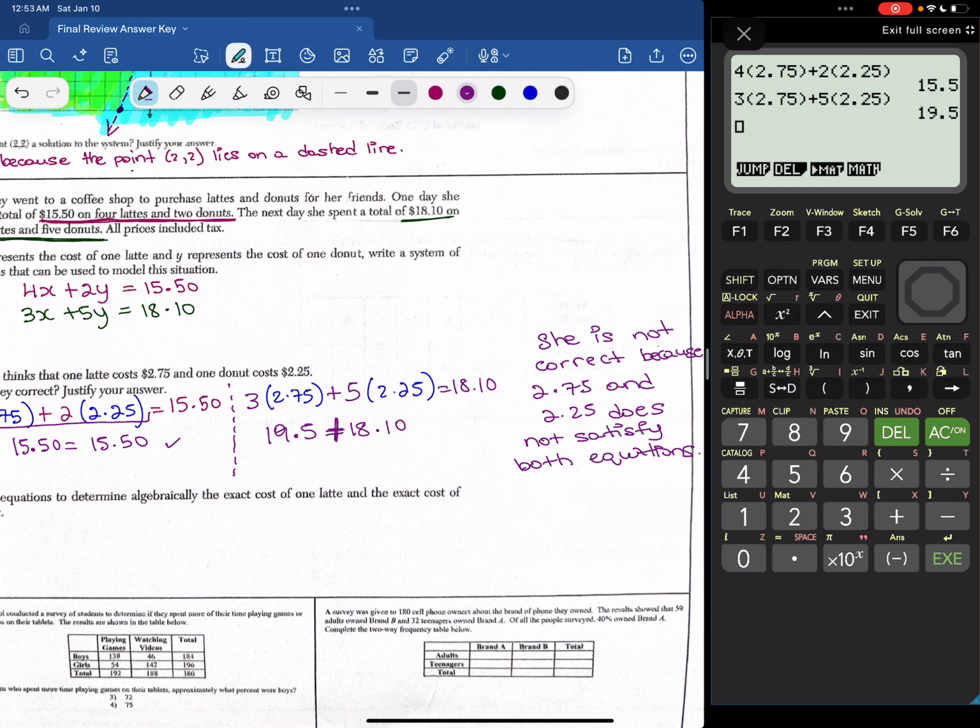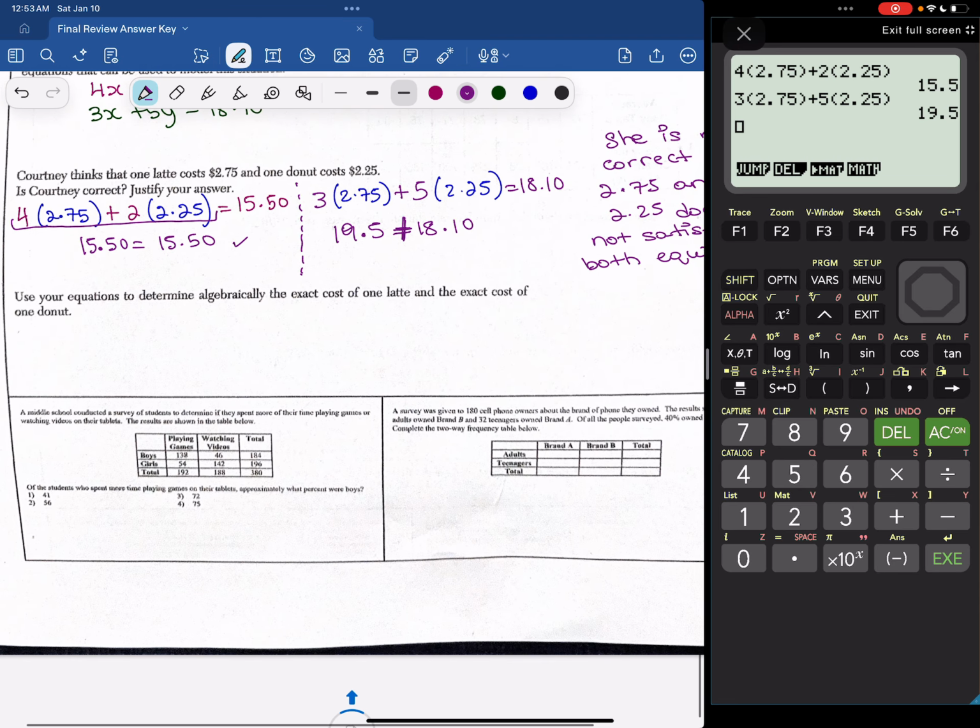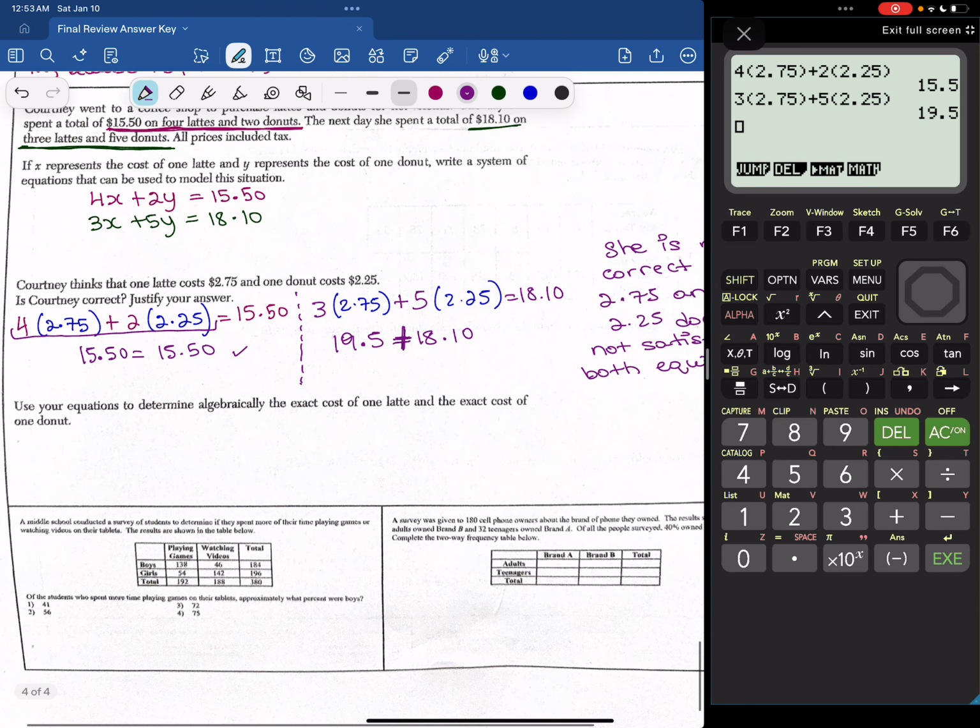All right, cool. Lastly, we are asked to use the equations to algebraically determine the exact cost of one latte and one donut. So here we need to use either substitution or elimination to algebraically solve for the cost of the donut and latte. I'm gonna use elimination here. You could also use substitution. Either one will work. But I'm gonna use elimination here because I think it would be a little bit faster, and also I wanna show you more practice on elimination.